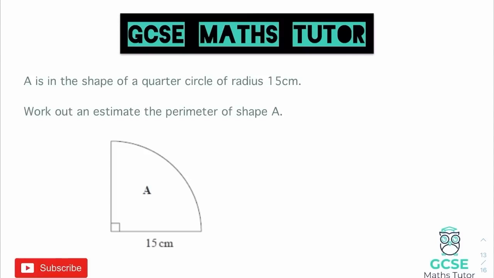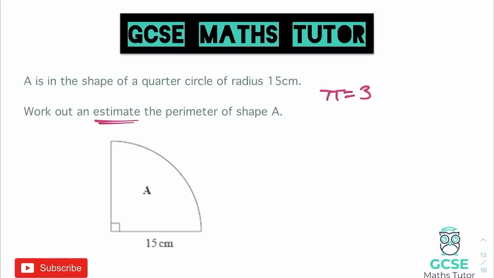Okay, so working out the perimeter of a circle sector. Now it says A is the shape of a quarter circle of radius 15, and we can see that. Work out an estimate for the perimeter of shape A. Now, quite a nasty one. So if we're going to start working this out, for starters, we've got the word estimate. So we're going to use pi is equal to 3. So pi is equal to 3 for this particular question.